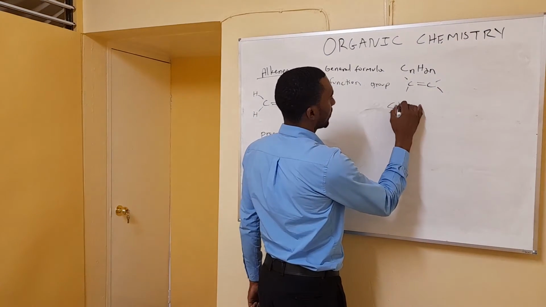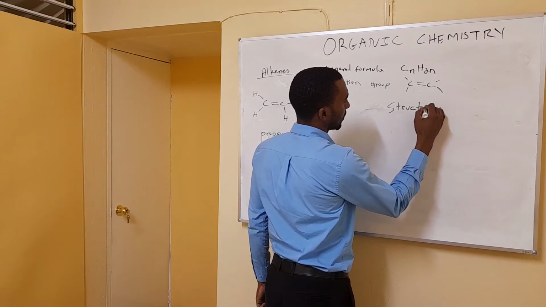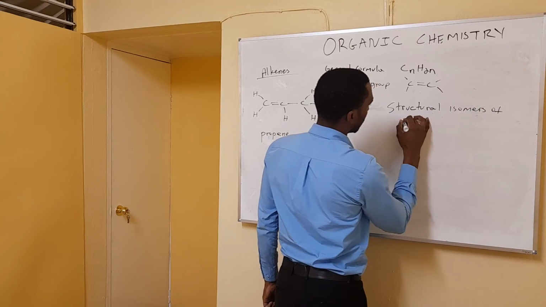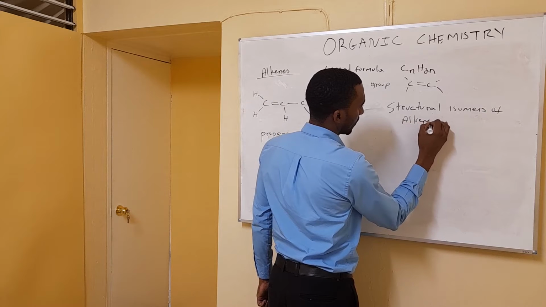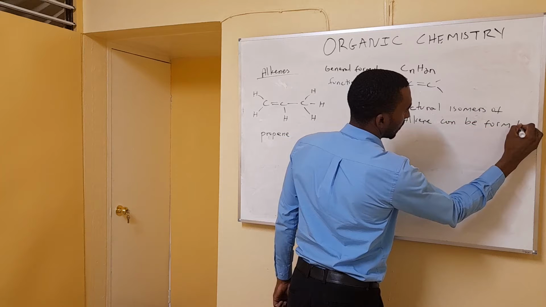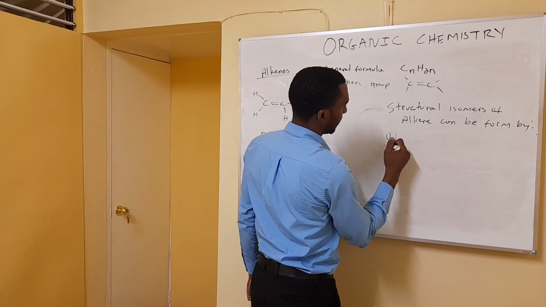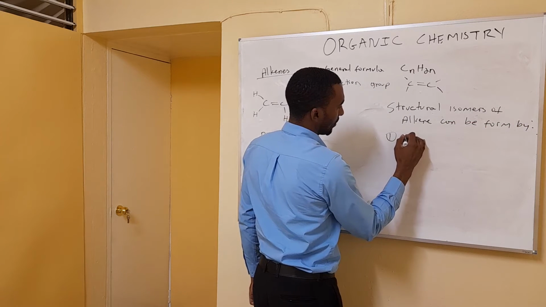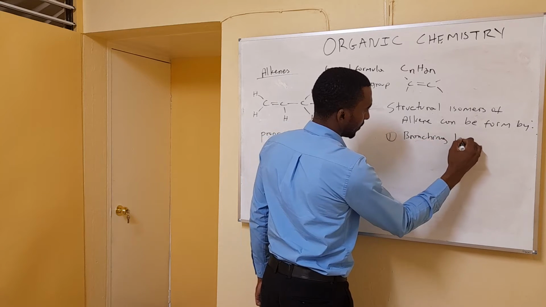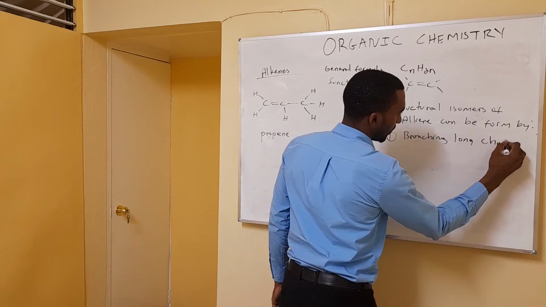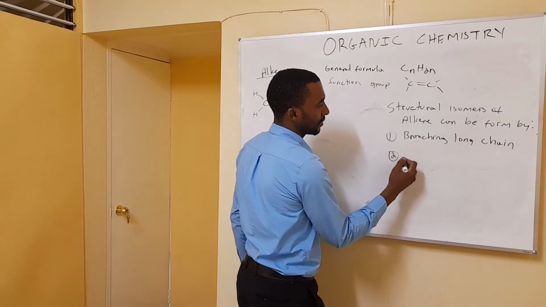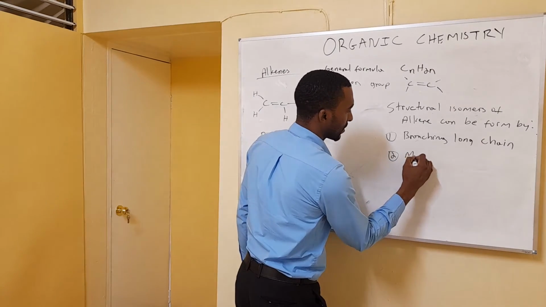So structural isomers by branching the long chain, just like in the alkanes, but also moving the position of the double bond.